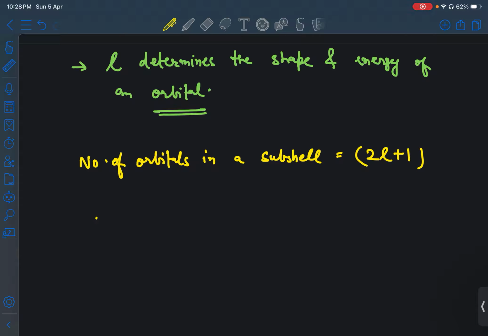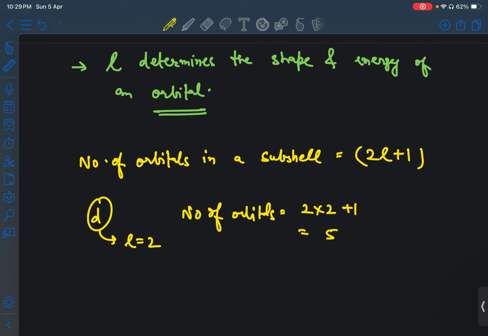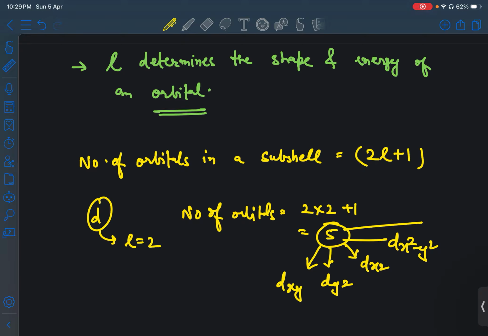Let's say we have D subshell. Now for D, L is equal to what? 2. So let's calculate the number of orbitals. Number of orbitals is equal to 2 into 2 plus 1. That means 5 different orbitals are there. So D has 5 orbitals. We all know that. What are those orbitals? This is dxy, this is dyz, this is dxz, then dx square minus y square, and finally we have dz square. So this is how we can calculate the number of orbitals in a subshell.